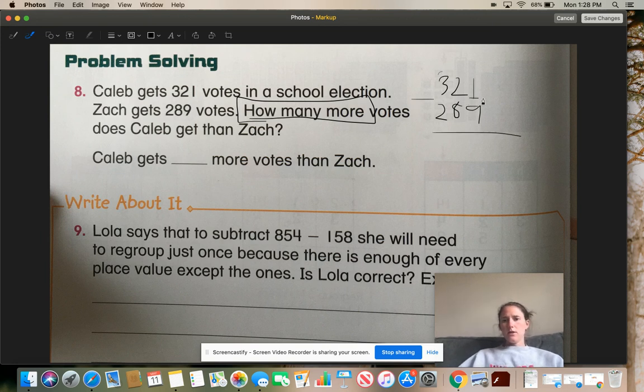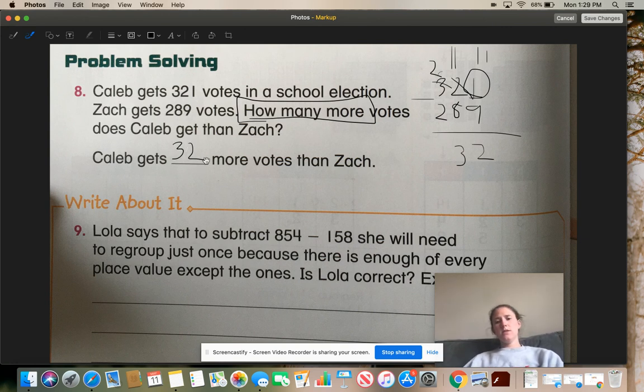Subtracting, we're circling this top number. The 2 becomes a 1 because we need to go next door. 11 minus 9 equals 2. 1 minus 8. Can I take 8 away from this number? No, because there's more on the floor. If there's more on the floor, then go next door and get some more. The 3 becomes a 2, and the 1 becomes an 11. 11 minus 8 is 3, and 2 minus 2 is 0. If there's a 0 at the beginning of the number, you do not have to write it. It's insignificant. So how many more votes did Caleb get? Caleb got 32 more votes than Zach.